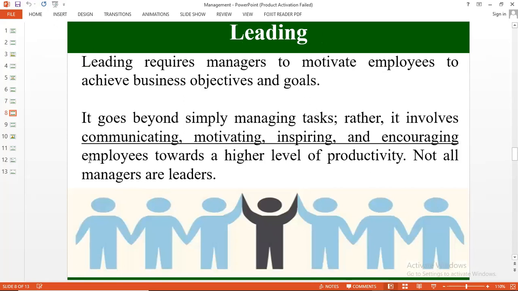Further, we move towards the next important aspect of management functionality, that is leading. Leading requires managers to motivate employees to achieve business objectives and goals. It goes beyond simply managing tasks; it involves communicating, motivating, inspiring, and encouraging employees towards a higher level of productivity. Not all managers are leaders. It's an important point that not all managers are leaders, but every leader can be a good manager.